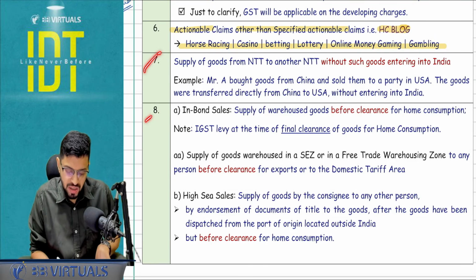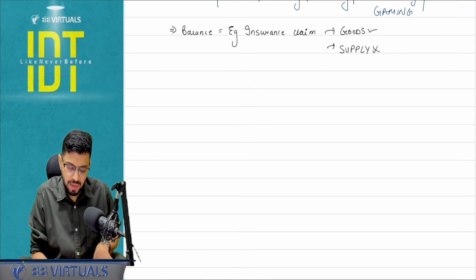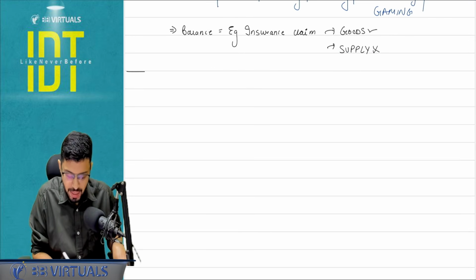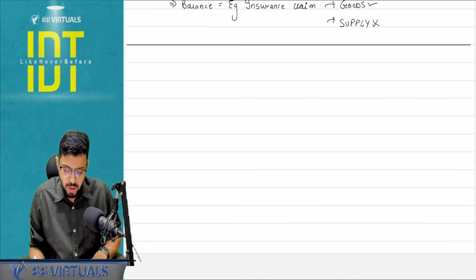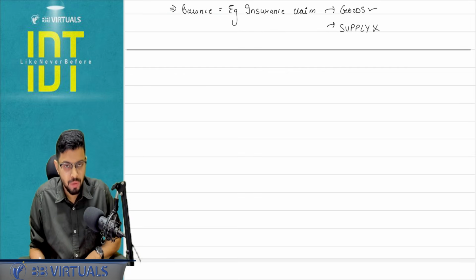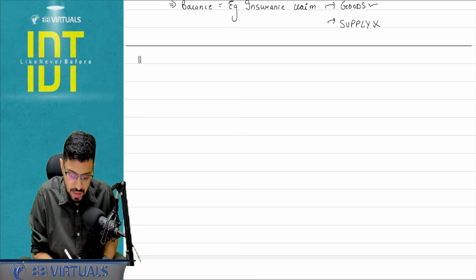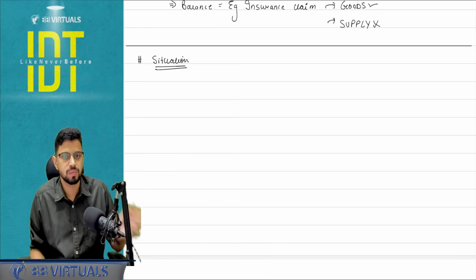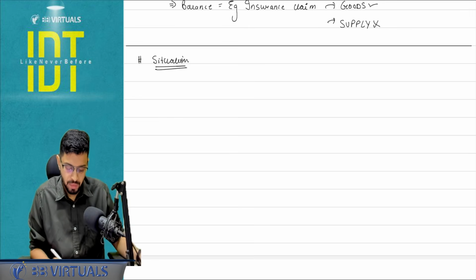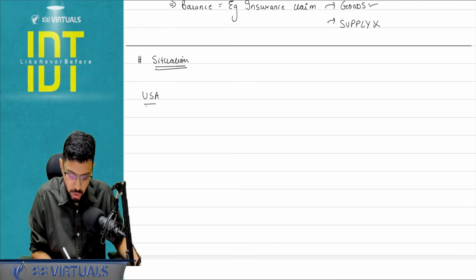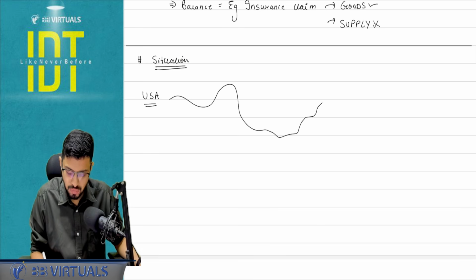Now for para 7 and para 8, I need to cover a small concept. You might be knowing it, you might not be knowing it. So let's cover it. It comes from the customs law. But you need to have a brief understanding to understand these paragraphs. So I'm telling you what happens, a situation I'm taking. Let's say I imported certain goods from US. Okay, let's say by a vessel.